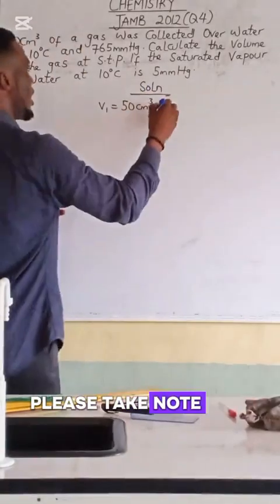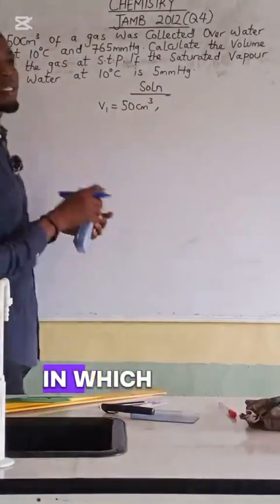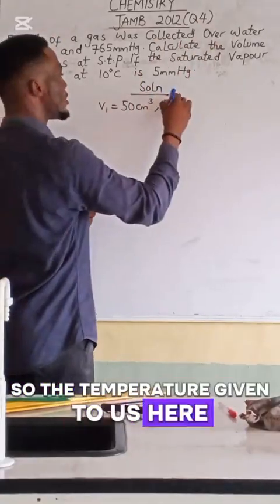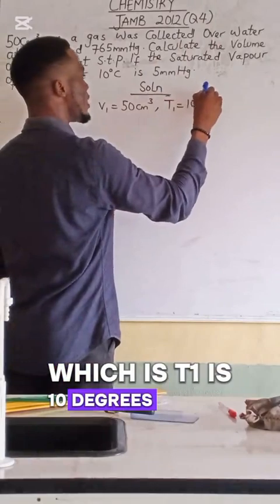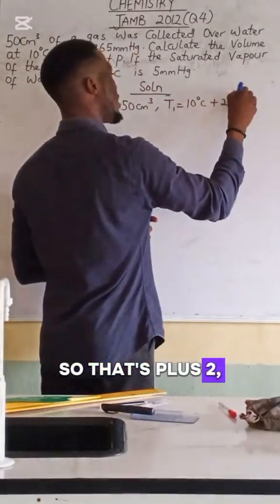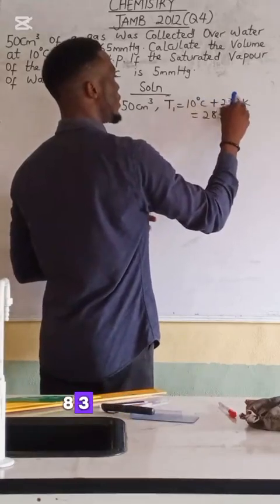Please take note. Aside from that, we are also given the temperature at which the 50 cm³ of the gas was collected. The temperature given to us here, which is T1, is 10 degrees Celsius, which we convert to Kelvin by adding 273. That gives us 283 Kelvin.